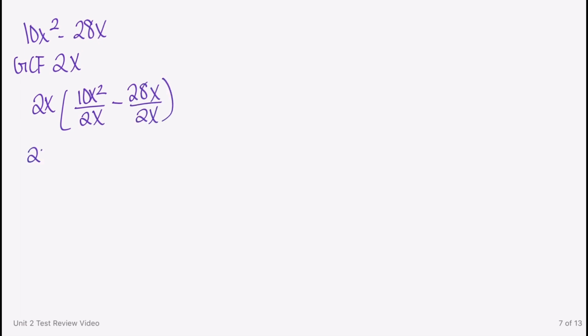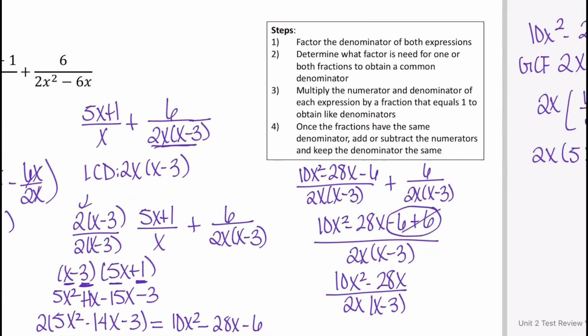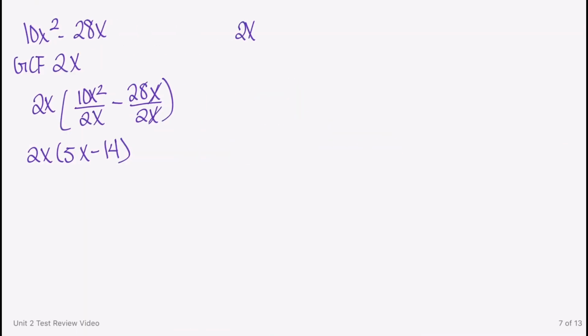And then we have 2x times 10 over 2 is 5, and then x squared over x is just x, minus 28 divided by 2 is 14, and then x and x cancel. So let's go ahead and rewrite our answer now in factored form. So we have 2x times 5x minus 14 over our common denominator, which was 2x times x minus 3.